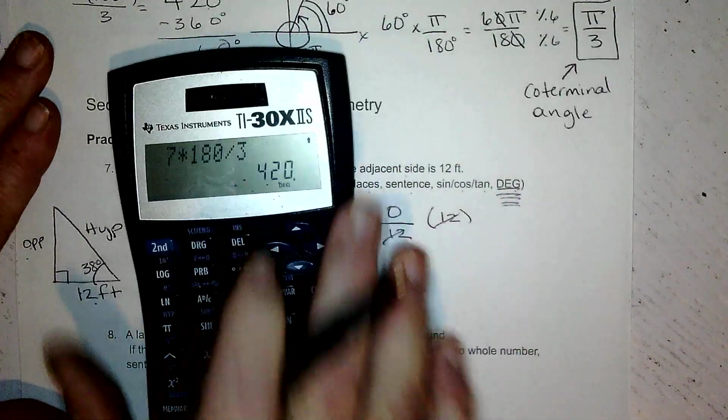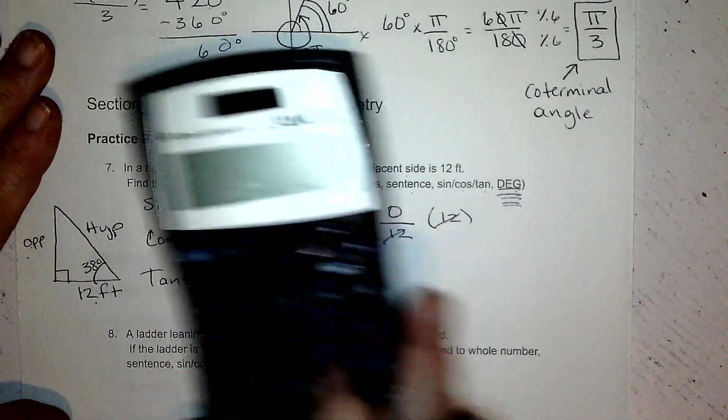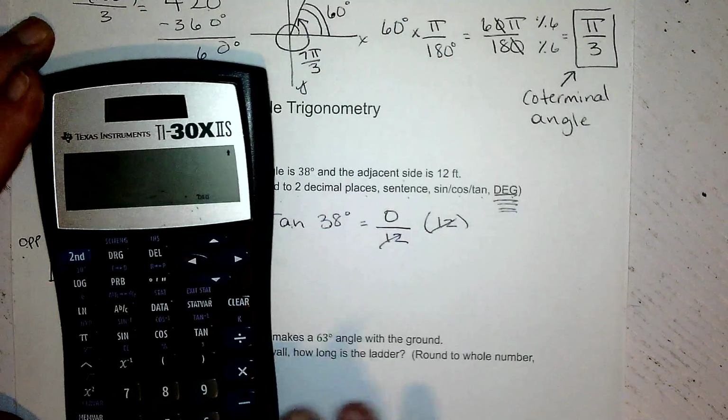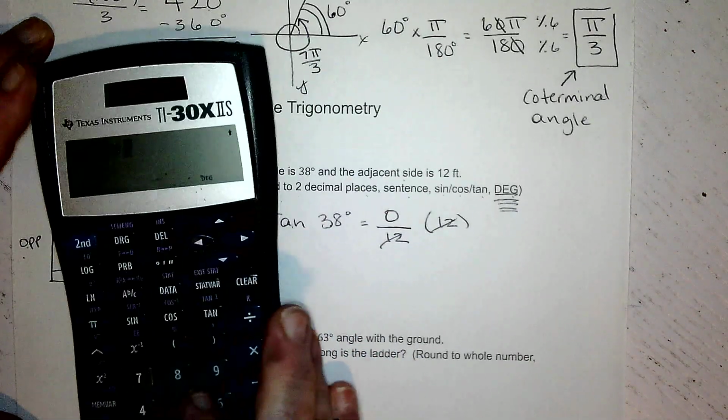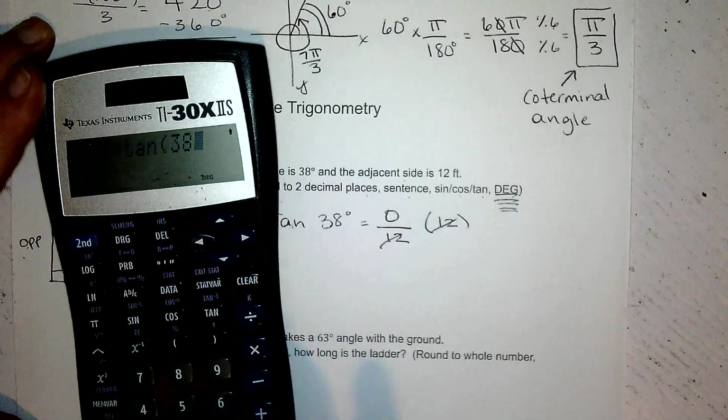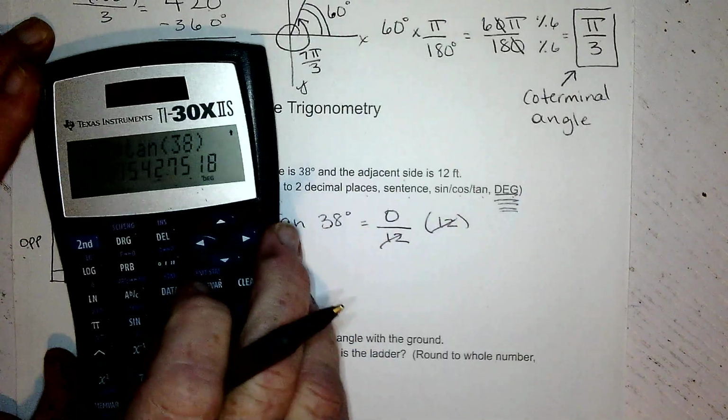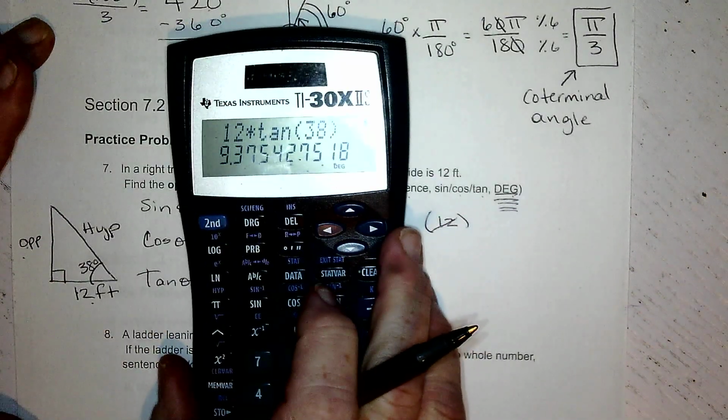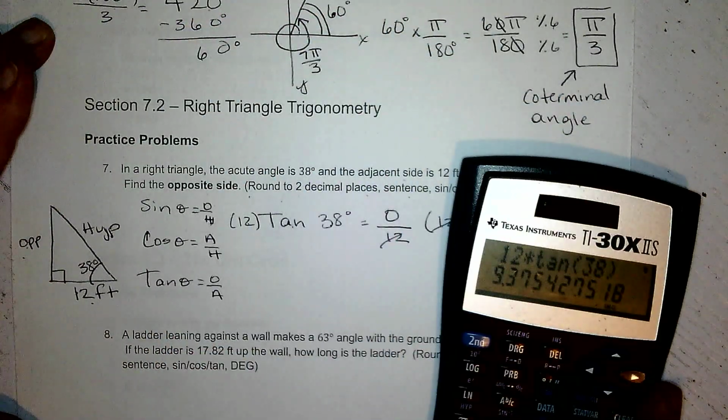Okay, I think mine's in radians. Nope, it's in degrees. Fantastic. So I'm going to put 12 times tangent 38 equals. And I got 9.375. And I need to round to 2 decimal places.